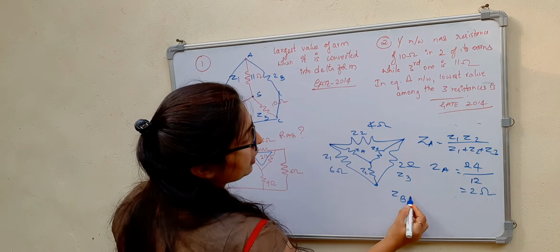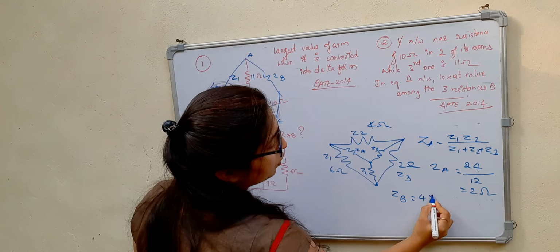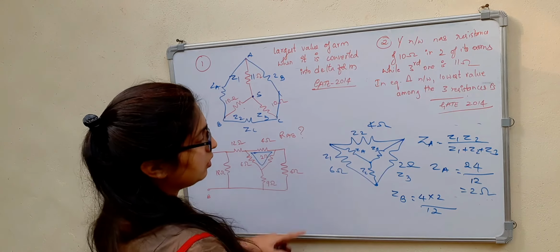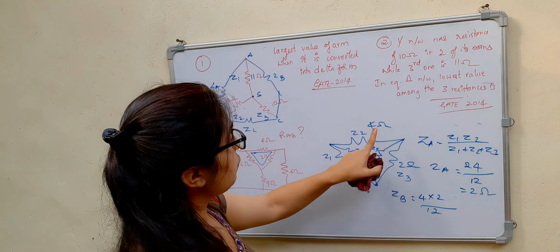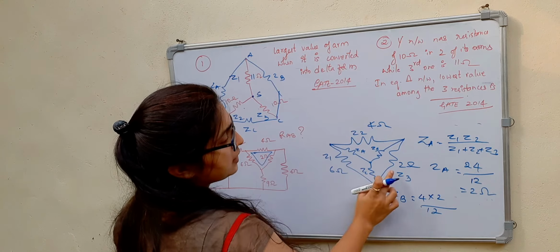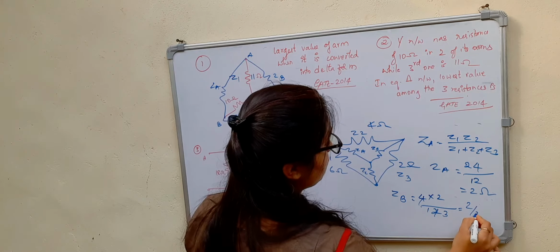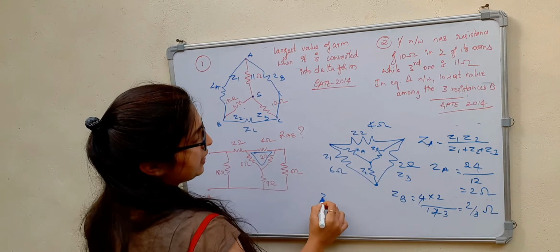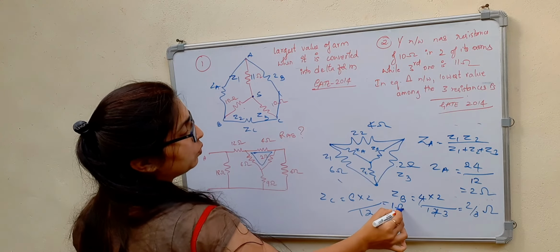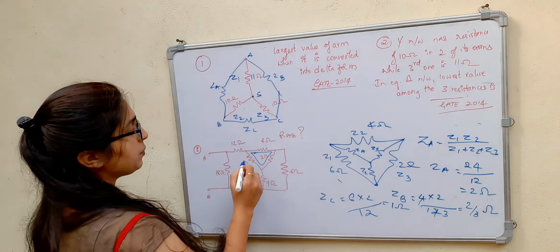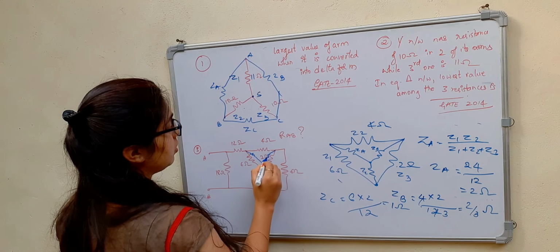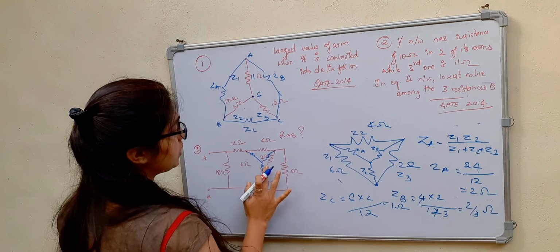And what is your ZB? That is nothing but 4 into 2 divided by 12. Here it is 2 ohms and this is 4 ohms. So 4 into 2 divided by 4 plus 6, 10, plus 2, 12. So it is 2 by 3 ohms. And then we will go for ZC. It is 6 into 2 divided by 12. So that is equal to 1 ohm. So I can convert this here, and I will remove this.